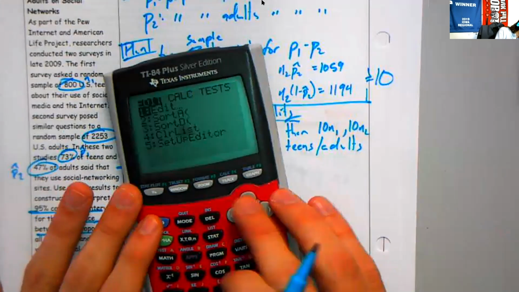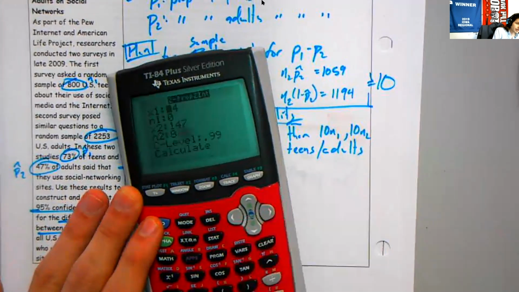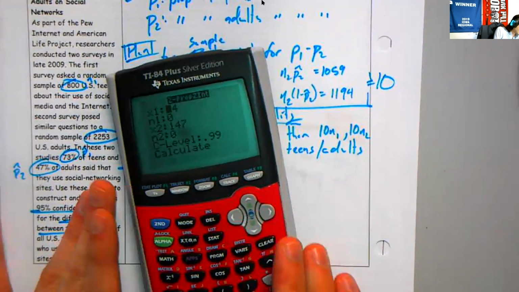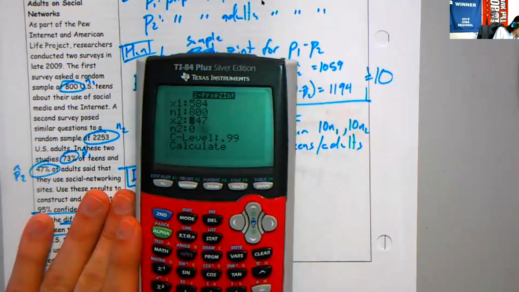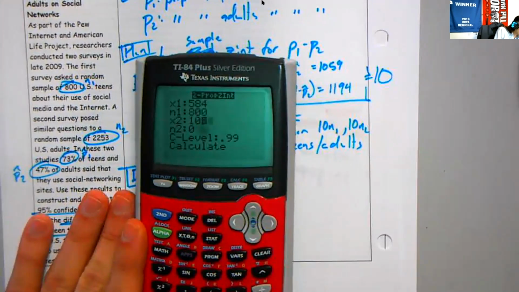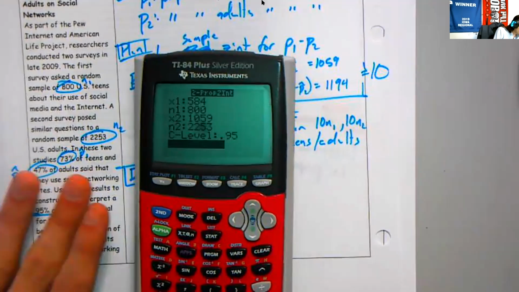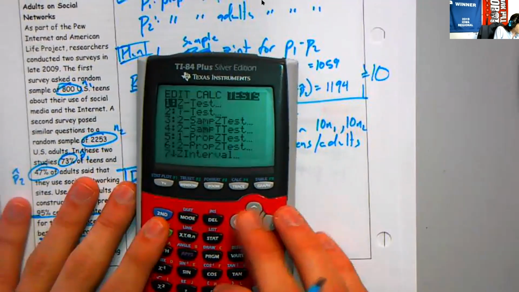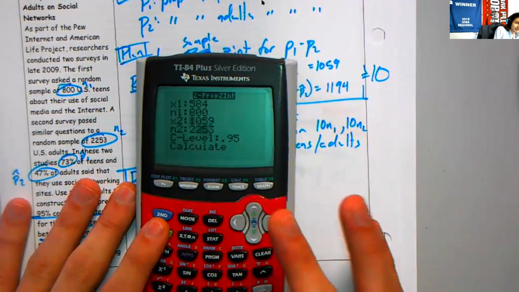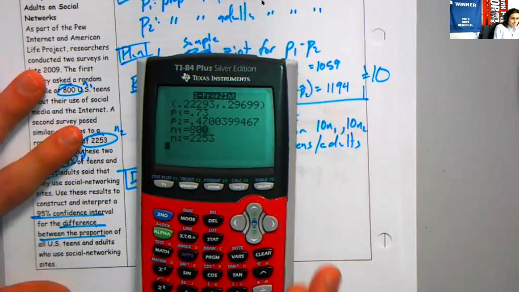So you go stat tests. We're doing a 2-prop z interval. How many successes were there with the teens? 584 out of 800. How many successes were there with the adults? 1059 out of 2253. Confidence level, we're told 0.95. Oh, that did it. I hit enter too quick. Try that one more time. You don't have to put any numbers in again. It gives it all right back to you. All you need to write down there is just everything it tells you that you haven't written down already.